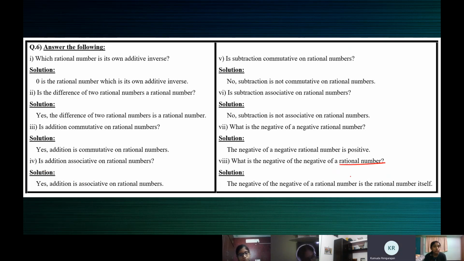Take a rational number. Find the negative of that rational number. Now you have some answer here. Now find the negative of this answer.